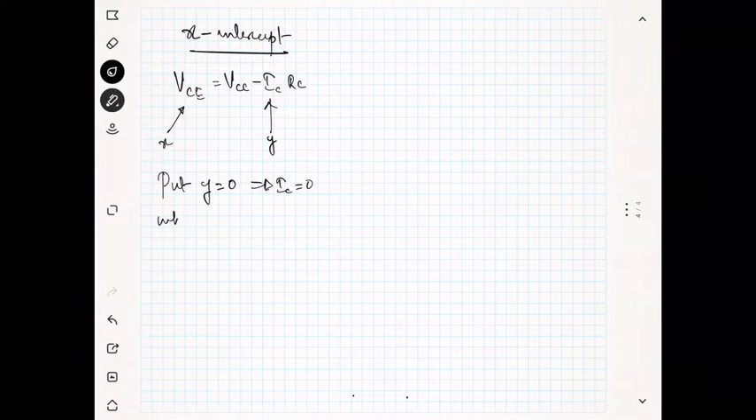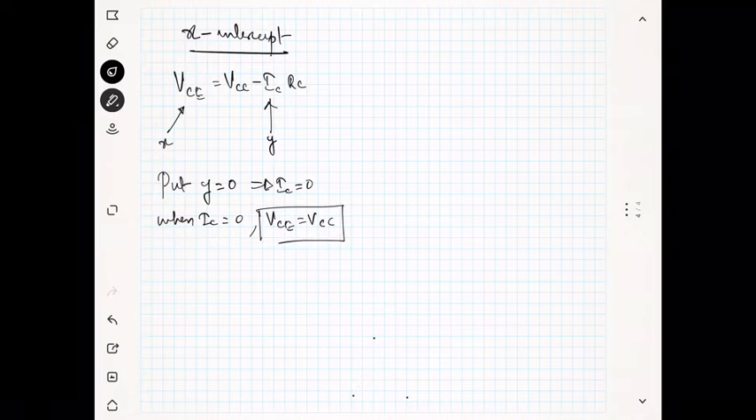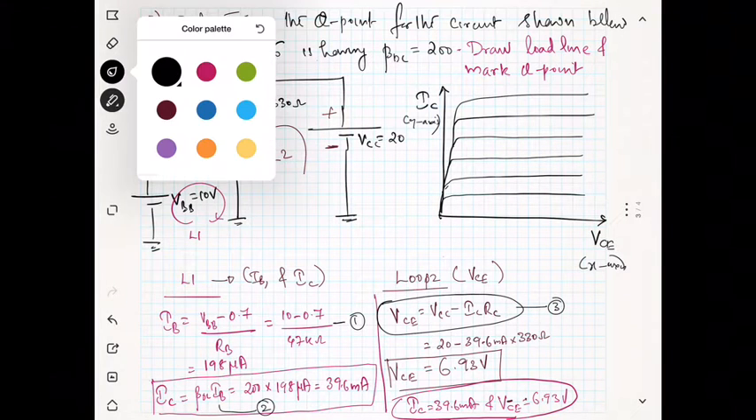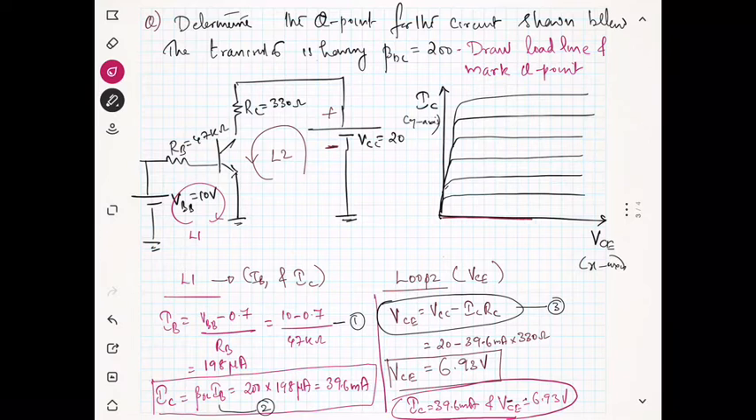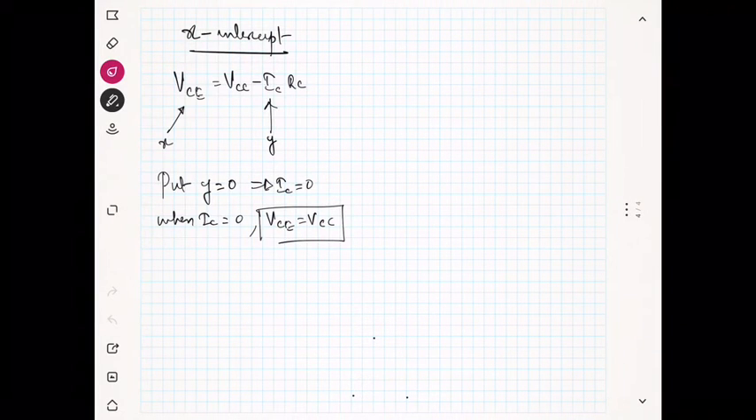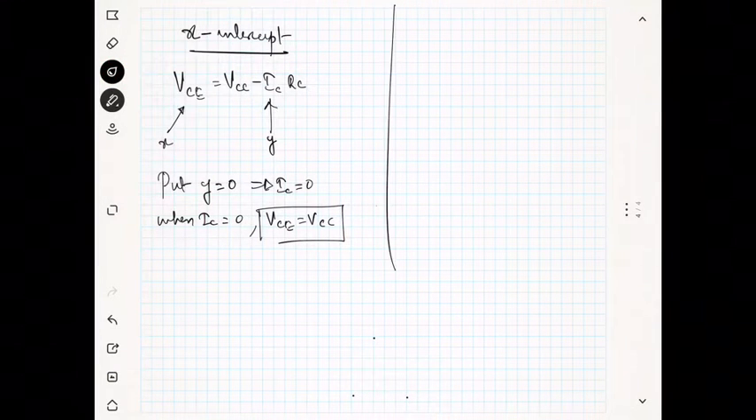When IC is equal to 0, we will get VCE equal to VCC. So we got 1 point, right? We will mark the point when IC is equal to 0. This is the region where IC is completely 0. So we will mark here somewhere, that is VCE equal to VCC. So we got something. Now we will see another part, that is to find the y-intercept.